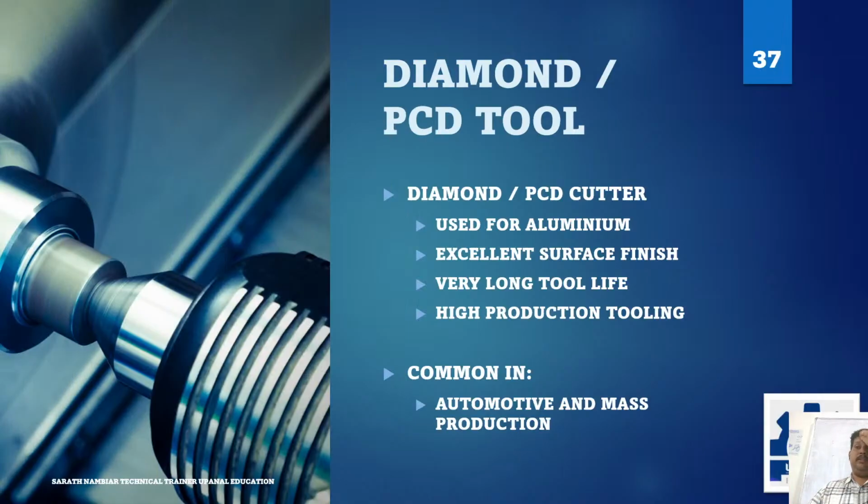Next is a diamond or PCD tool. PCD means polycrystalline diamond. These are premium tools often used for aluminum and non-ferrous machining. Why are they respected? Because they can provide an excellent surface finish. They can offer long tool life in repetitive production. They are common in automotive industries and high volume manufacturing. They are not casual low cost tools, they are strategic productivity tools. When a factory machines thousands of aluminum components, tools like this matter greatly. This is where PCD tooling shines. This also teaches us something important. As industries demand more speed and edge consistency, tool technology keeps evolving.